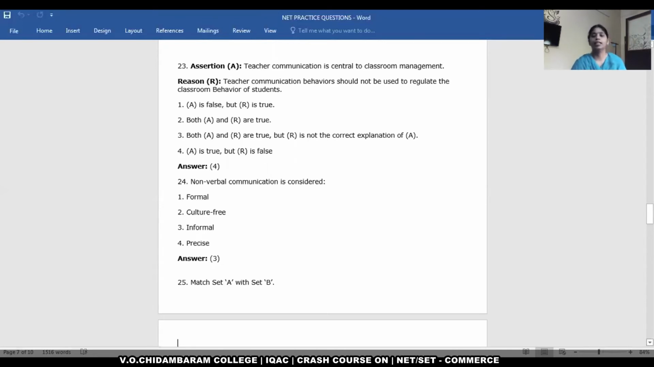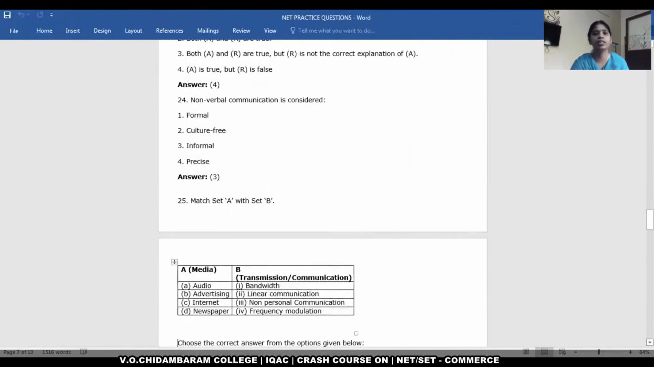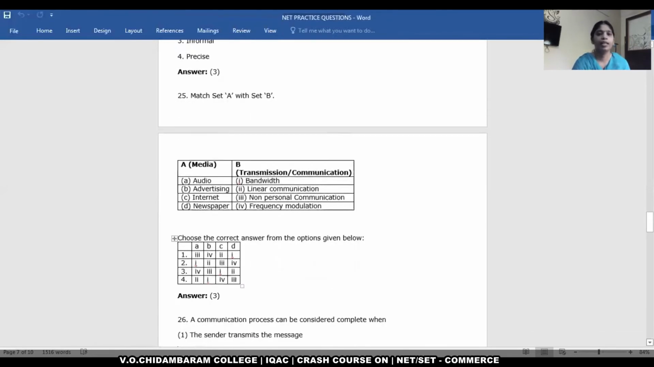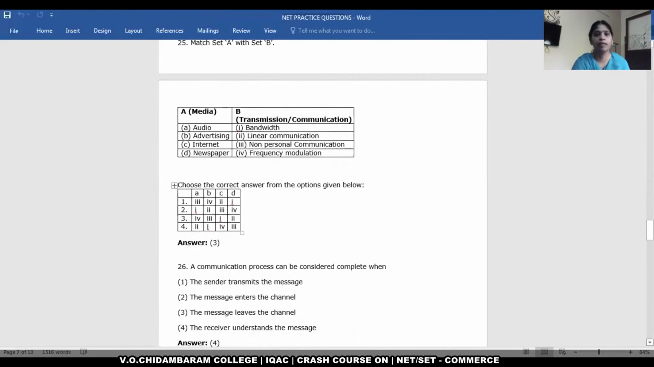Okay. And then the next question is non-verbal communication is considered. Non-verbal means we do not use any language, only through body movements and gestures. If we communicate, that comes under non-verbal category. It is considered formal. Is it a formal communication? No. Culture free? Not at all. Informal? Yes, it is an informal communication. Precise means exact. So non-verbal communication comes under which category? Informal category.